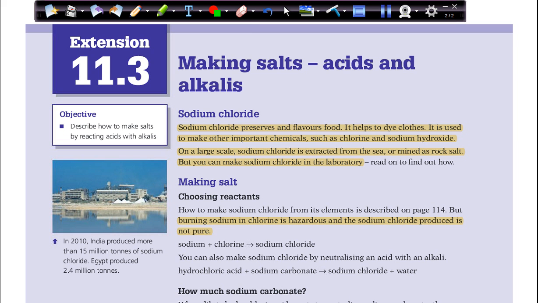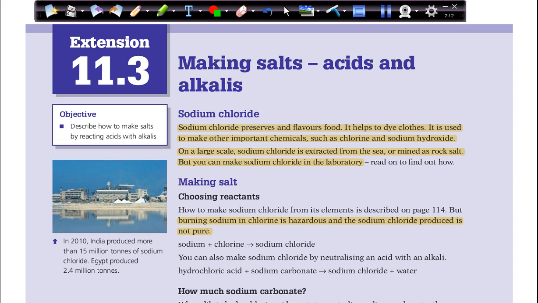Sodium chloride. We all know that sodium chloride is the salt that we use for food, and we can get this from seawater, or we can get this by reacting some chemicals, some alkalis and acids, in the lab. So how can we do this exactly? Let's read and explain more about it.